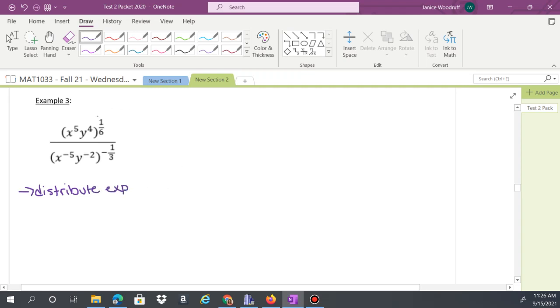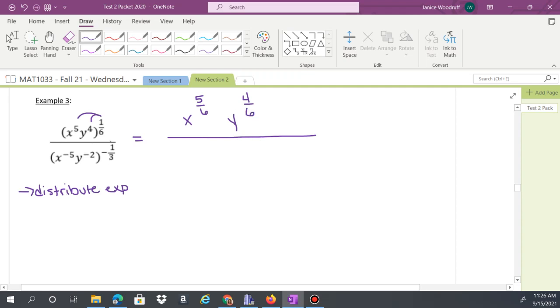So I'm going to take the 1/6, distribute that on the top. So x to the 5 times 1/6 will be 5/6. And then 4 times 1/6 will be 4/6. So we're just multiplying, this is like 4 over 1 and 5 over 1.